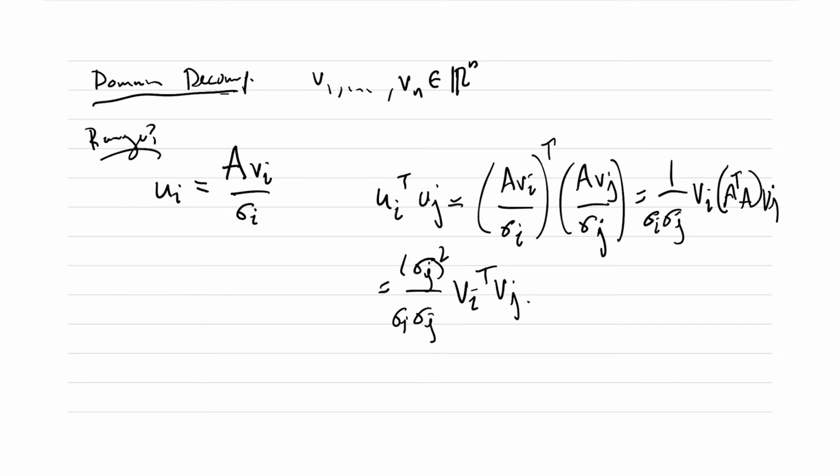So if i is not equal to j, it goes to 0 because these are orthogonal. And if i is equal to j, it goes to 1 because sigma_j would be the same as sigma_i, and so it would be squared on top and bottom. And then v_i inner product with v_i is just 1 because they're normal vectors. Okay, so I should also declare this is an orthonormal basis.